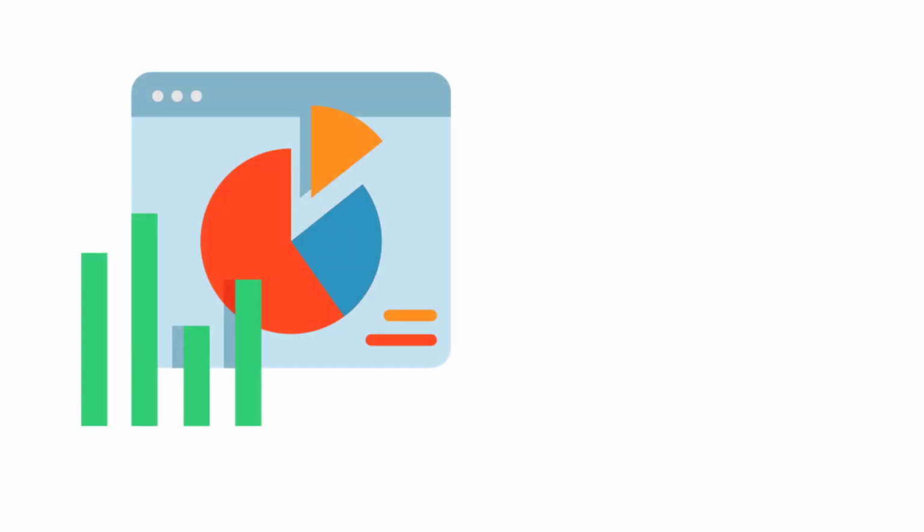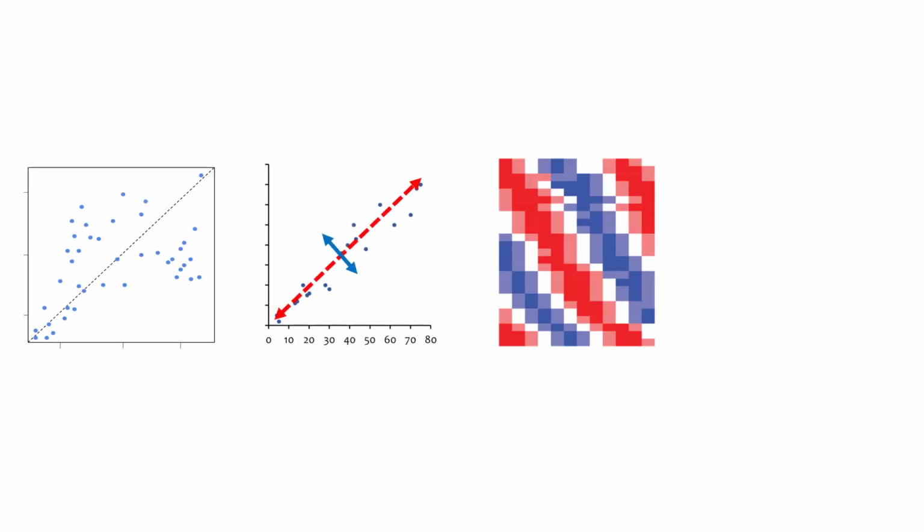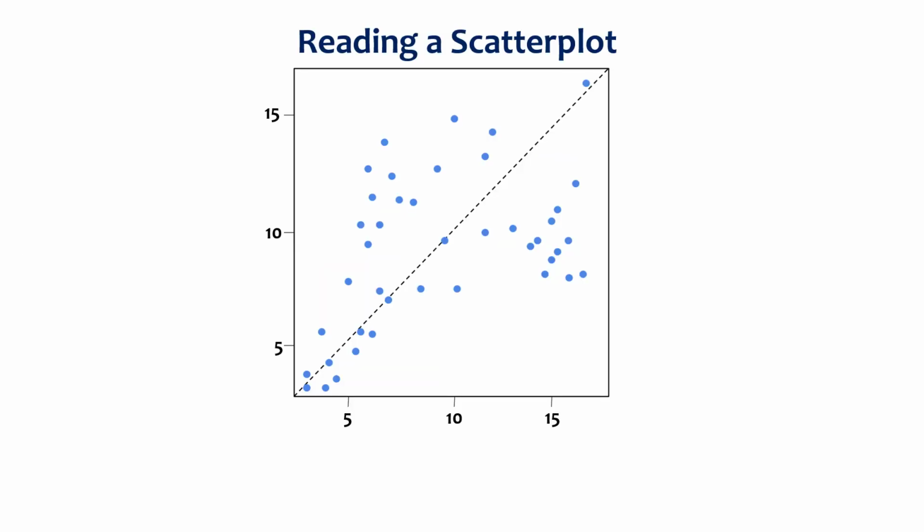Communicating results is a critical part of research. Accurate and clear visualizations are the primary means of relaying the results of a study. In this video, we will discuss common methods for reporting many types of omics data: scatterplots, PCA plots, heat maps, and volcano plots. A scatterplot allows easy visualization of the expression levels of specific genes under two different conditions.